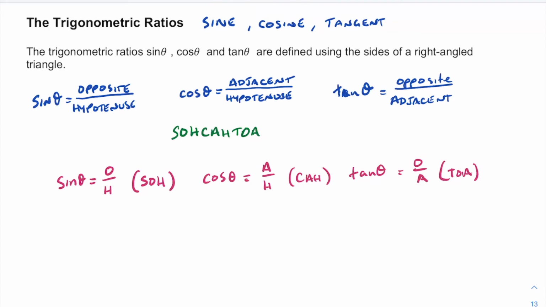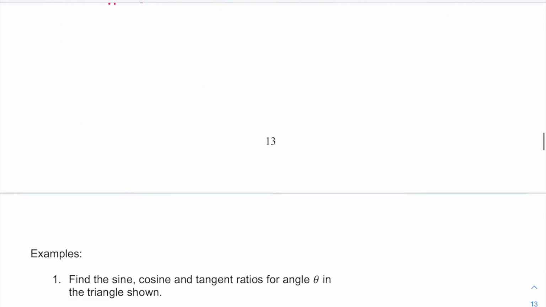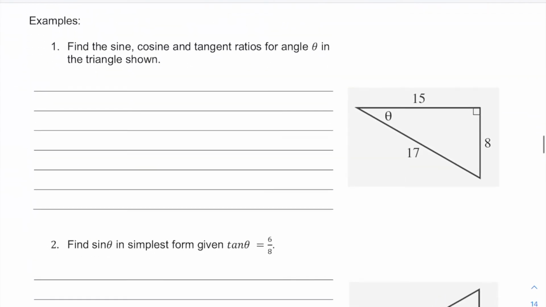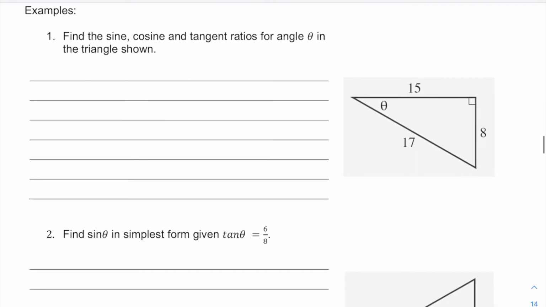Let's have a look at some of this in action a little bit more and look at some new examples. And as always, our examples are coming from the Cambridge Mathematics Standard 1 textbook for New South Wales. Here we have the first of two examples that we're going to look at. We have find sine, cosine, and tangent for the angle theta in the triangle shown.